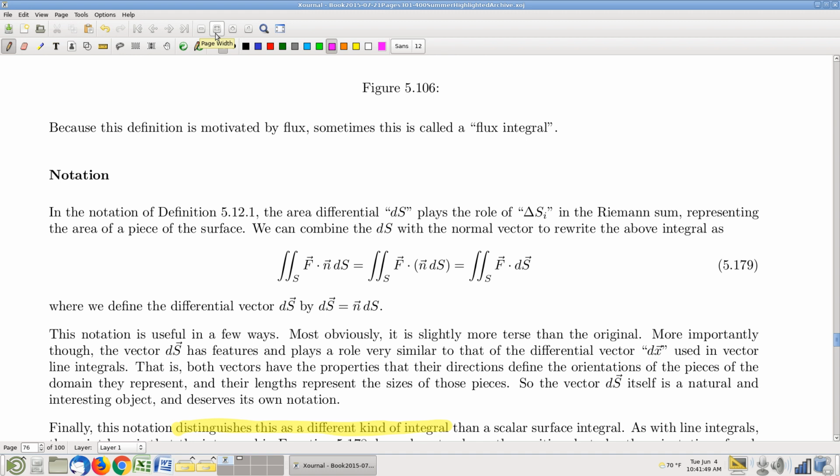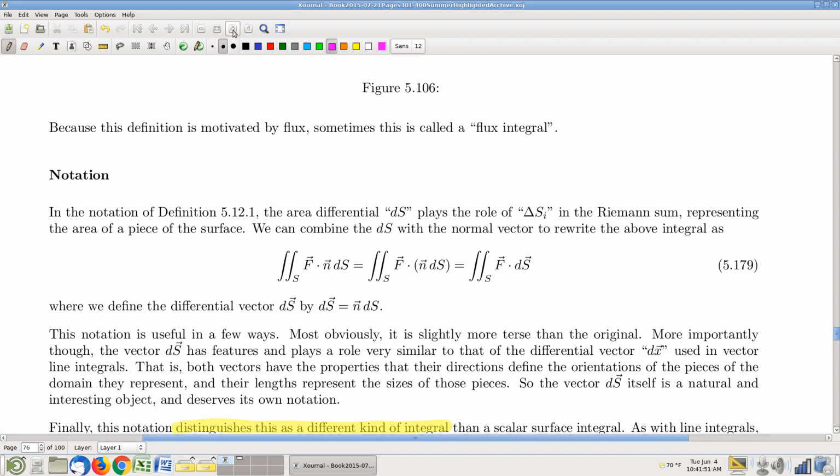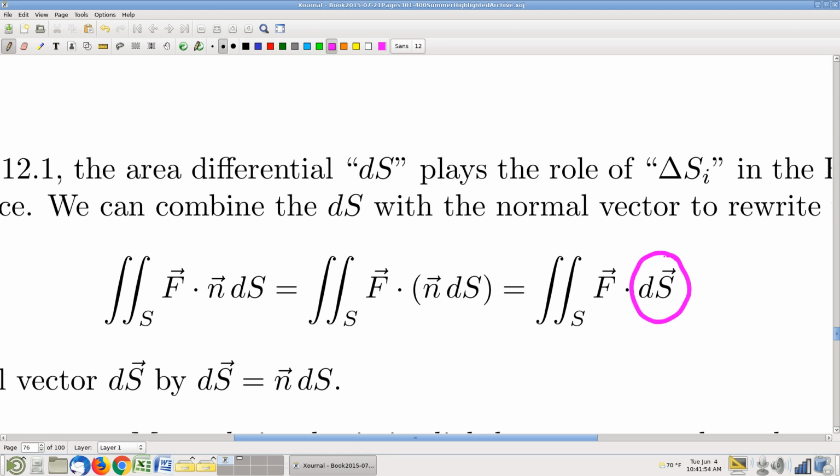So, real quick analogy. I guess I'll zoom back in. This ds vector is doing something that's a lot like the dx vector. Y'all remember the dx vector. I was praising the dx vector because it tells you everything you need to know about that piece of the domain. The dx vector, by its direction, tells you what direction the curve is going. By its magnitude, it tells you how long that piece of curve is. That's what the ds vector is doing, just with normal vectors instead of tangent vectors, and with areas instead of lengths. Okay. All right.